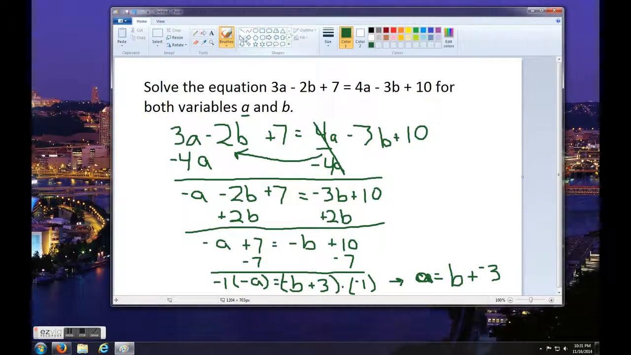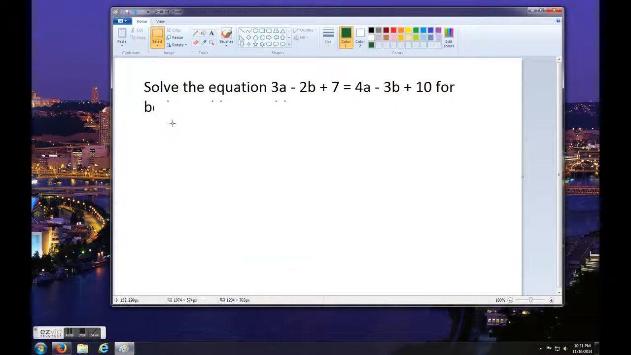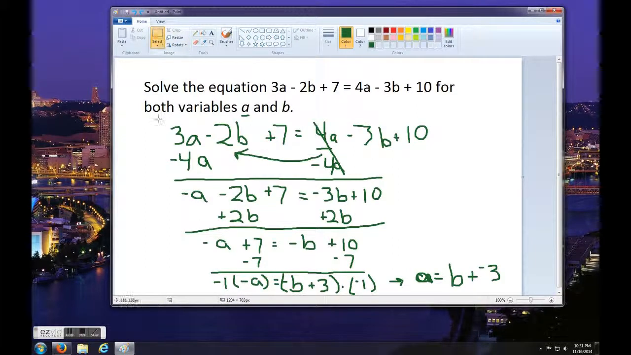Now I'm going to erase all of this and solve for b using the exact same steps. Hopefully you got all that, because it's about to disappear. I hope. Yep, there it goes. Let's try that again.